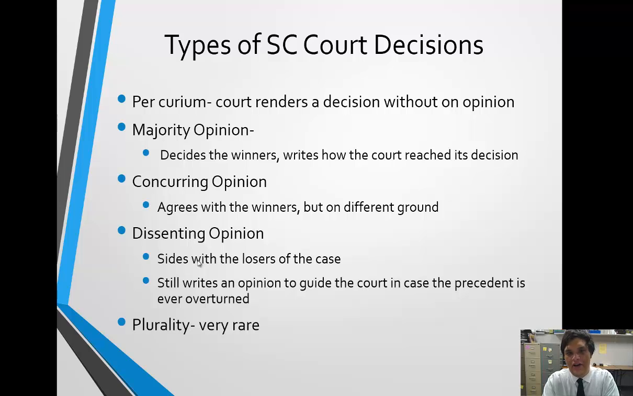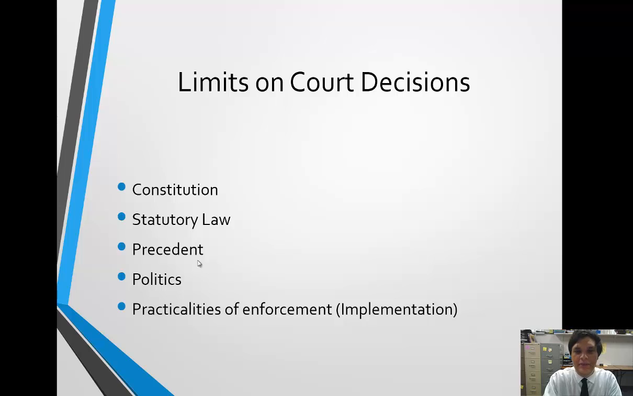So that's a plurality. But the Supreme Court rarely has that. Usually all 9 justices rule for the winner or the loser in the case. They're either in the majority or the dissenting. So plurality is actually very, very rare. All right. Limits on court decisions.